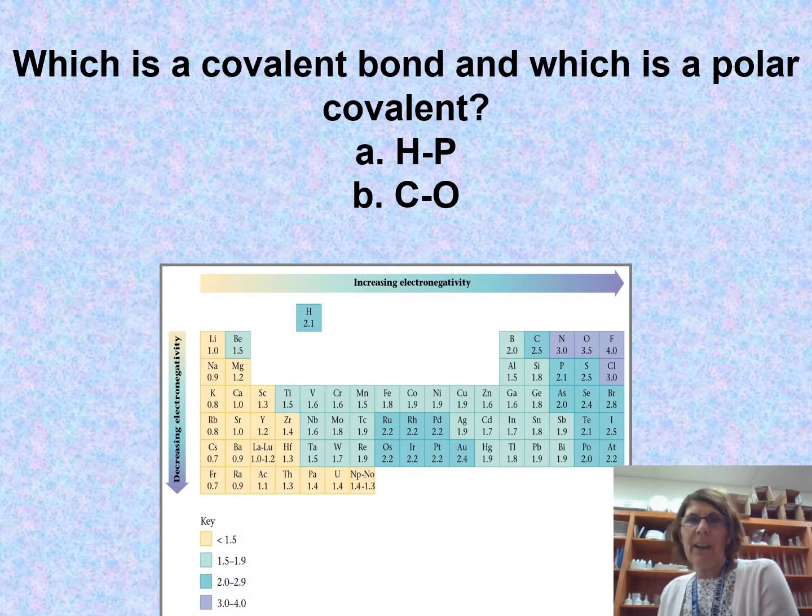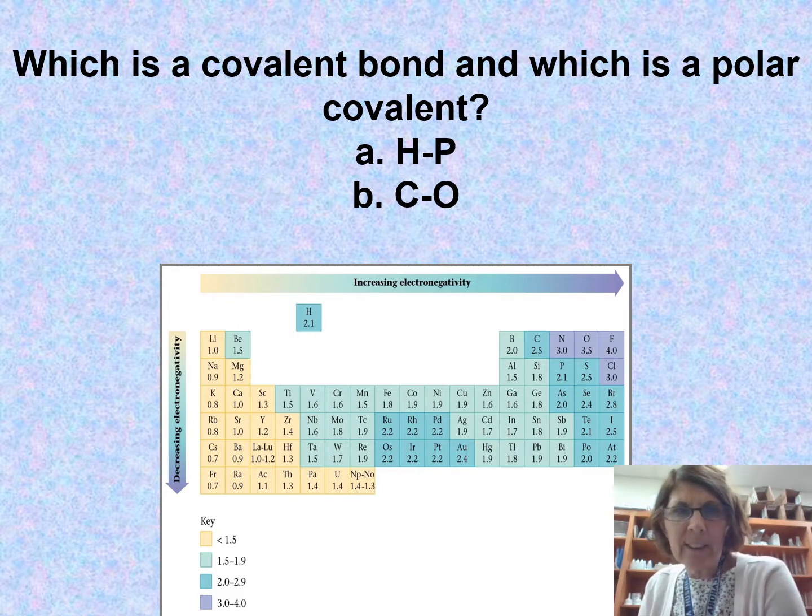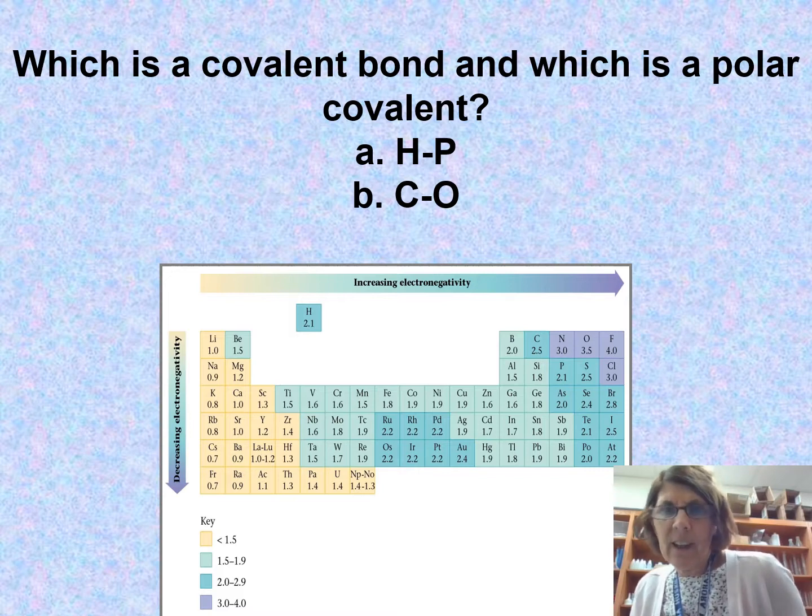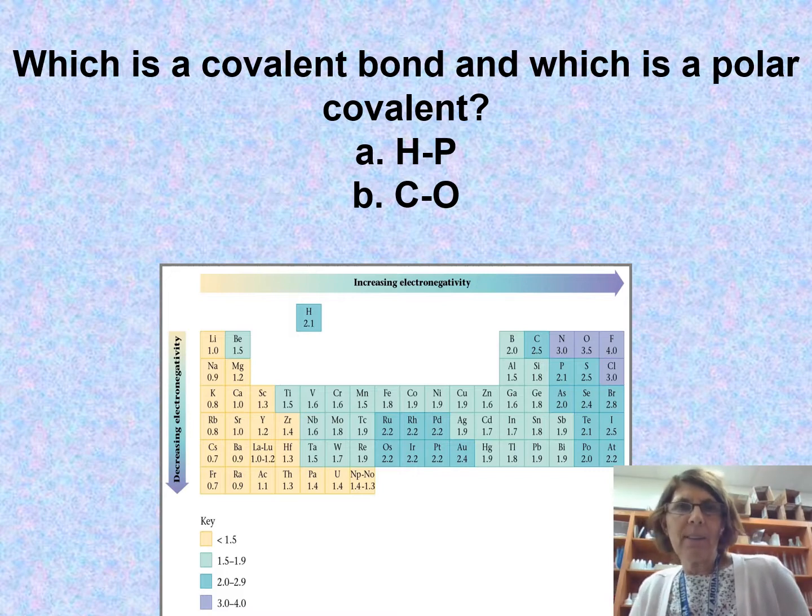So which covalent bond is more polar covalent? So if we look at HP, we see hydrogen is 2.1 and phosphorus is 2.1. So there's no difference there. So carbon monoxide, let's look at that. So carbon is 2.5 and oxygen is 3.5. So our more polar covalent bond is carbon monoxide.